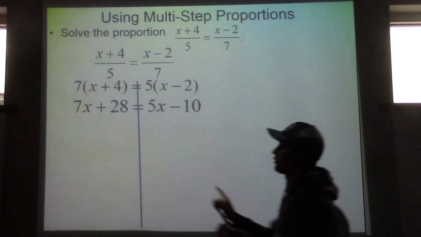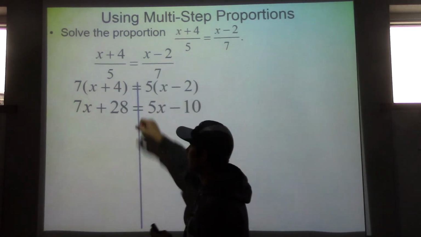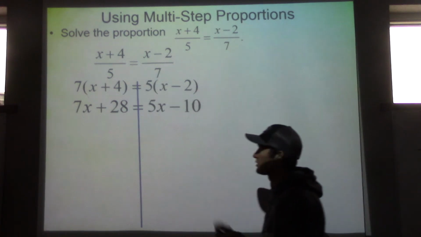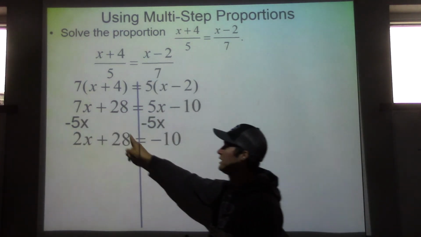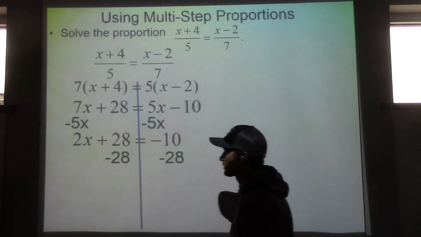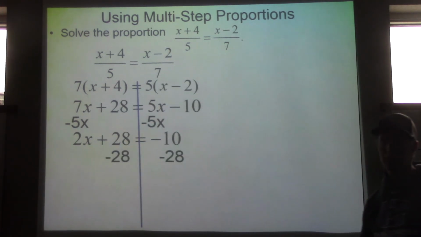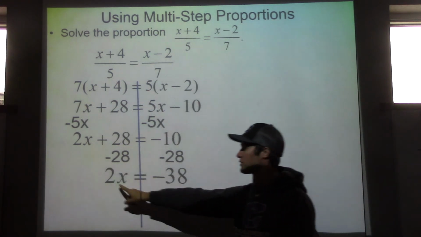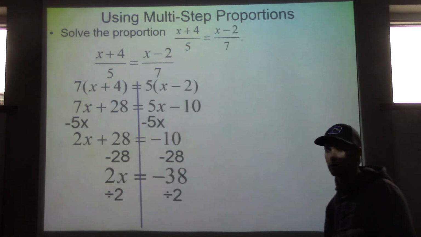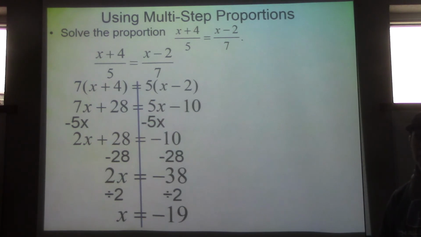Combine like terms. So which one is smaller, 7x or 5x? 5x's. So we're going to subtract it from both sides. Then we have 28 we need to get rid of. So we subtract 28. -10 minus 28 is -38. And to get rid of the 2, we divide by 2. So my answer is -19.